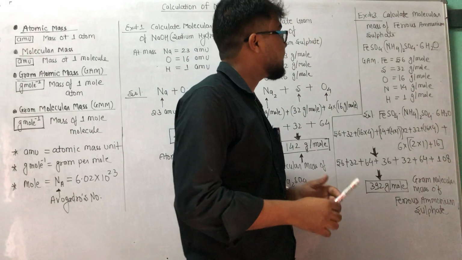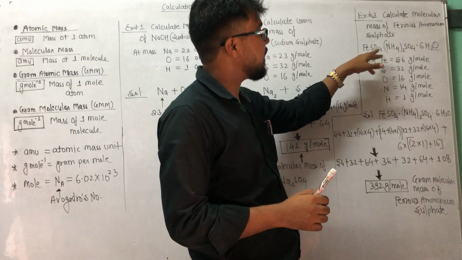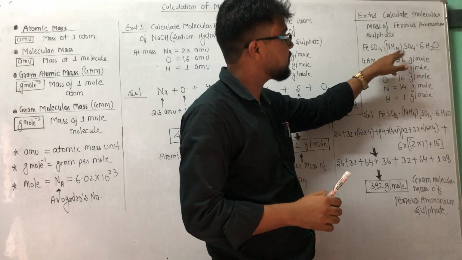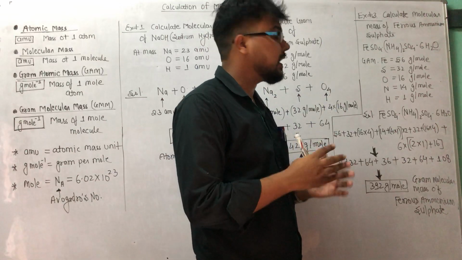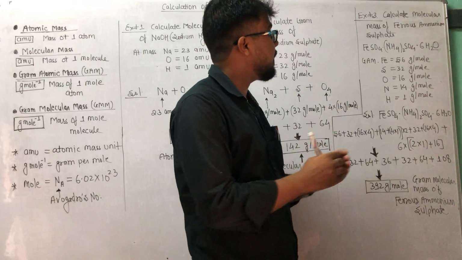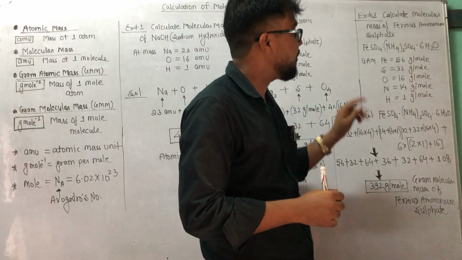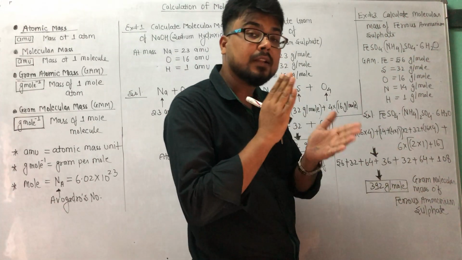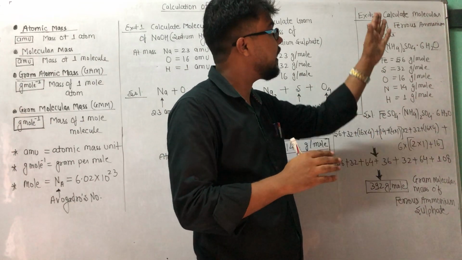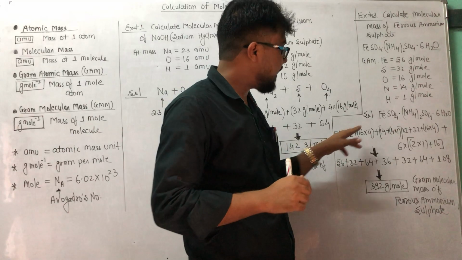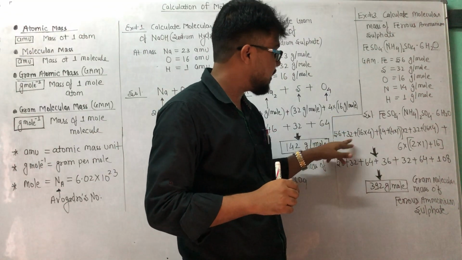And in one more complex example, calculate the molecular mass of ferrous ammonium sulfate. The formula is FeSO4·(NH4)2SO4·6H2O. A little complex, but the way to find the gram molecular mass is easy. Here it is written molecular mass, but the unit is gram per mole, so we will write gram molecular mass. Don't get confused with the question. So put the value of Fe. Fe is 56. What about sulfur? It is 32.